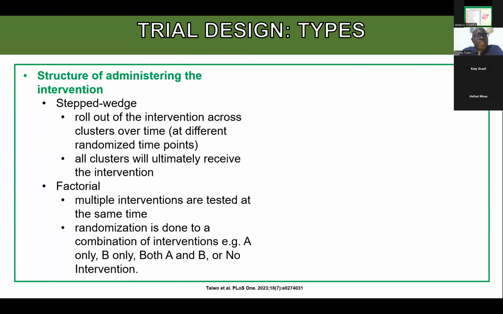Another type of trial is the factorial trial. In the factorial trial, multiple interventions are tested at the same time. There's a trial we are presently running, the PENGUIN trial. It's a 2x2 factorial trial. We are using two interventions. We are giving medical air on one hand, and also looking at the effect of chlorhexidine mouthwash in reducing the rate of surgical site infection.